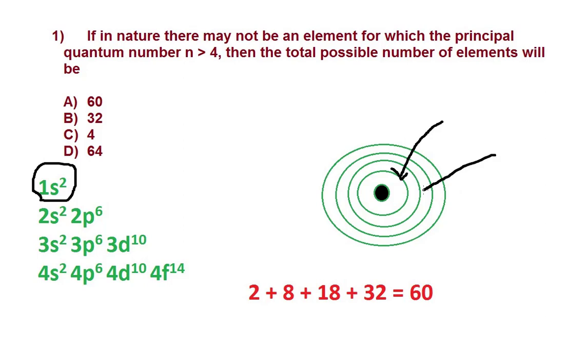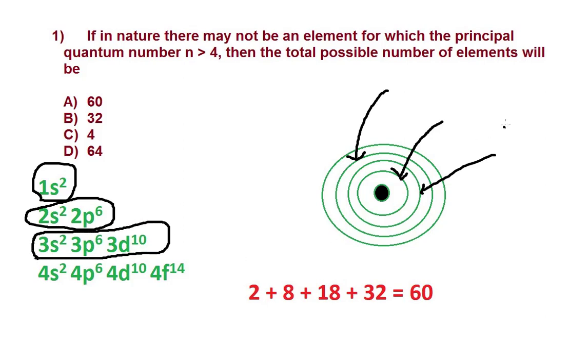In the second shell, only 2 orbitals, s and p. In s, 2 electrons can be there, in p, 6 electrons. This is the third shell. In the third shell we have s, p, d, so 2, 6 and 10. Then the final one, the fourth shell. In this shell we have s, p, d, f, all the orbitals. So these are the total number of electrons which can be there.